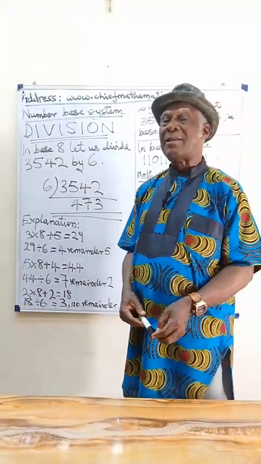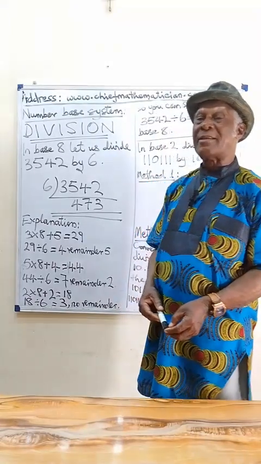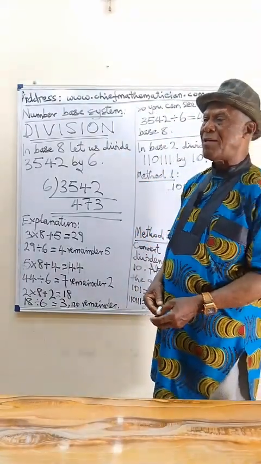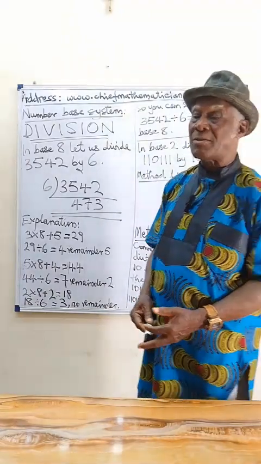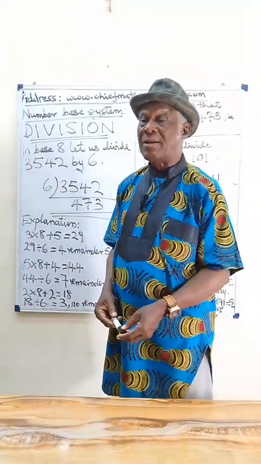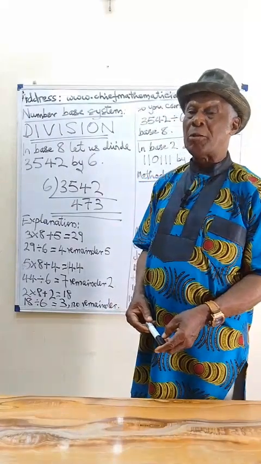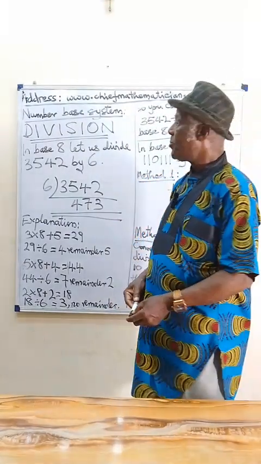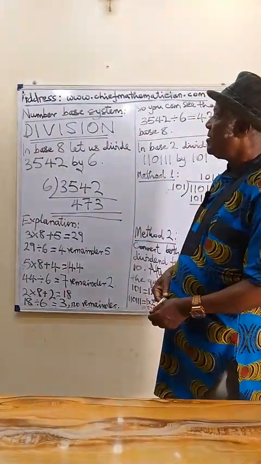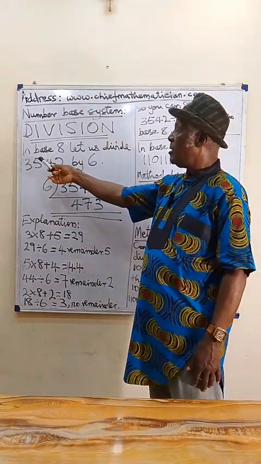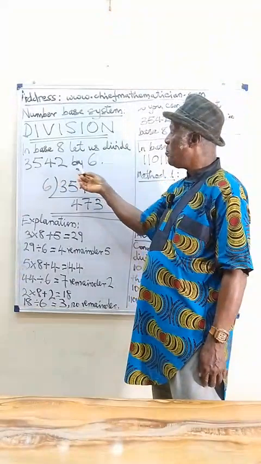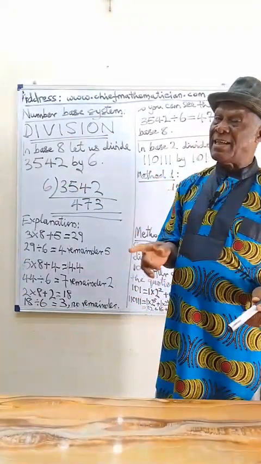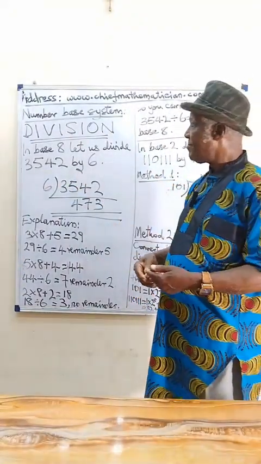We have been treating number-based systems. We have treated addition, subtraction, and multiplication, and today we shall be treating division. Let us do it in base 8. Let us divide 3542 by 6 in base 8, not in base 10.